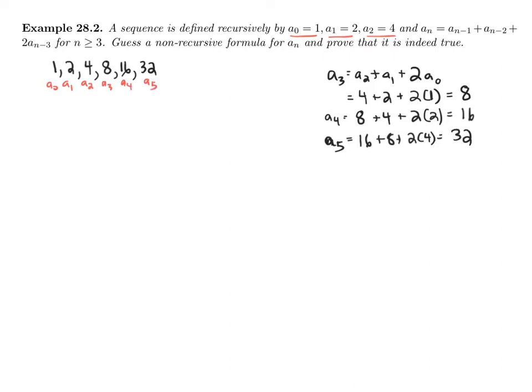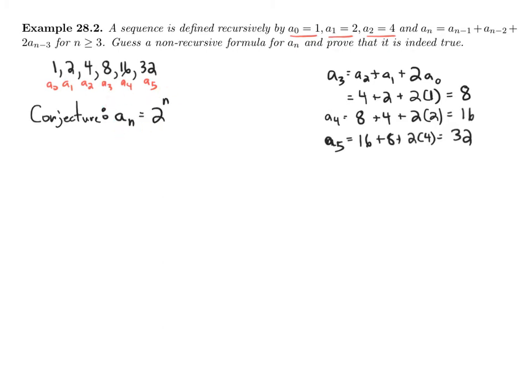So looking at these, it looks like to get from 1 term in the sequence to the next, you just multiply by 2. 1 times 2 is 2, 2 times 2 is 4, 4 times 2 is 8, 8 times 2 is 16. So a good conjecture for this formula, and that's what we're going to prove, our conjecture, is that an is just 2 to the power n.